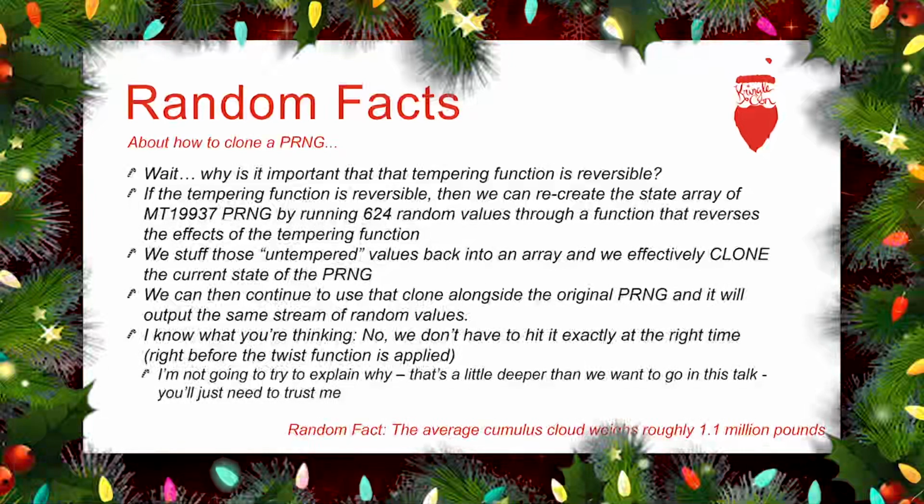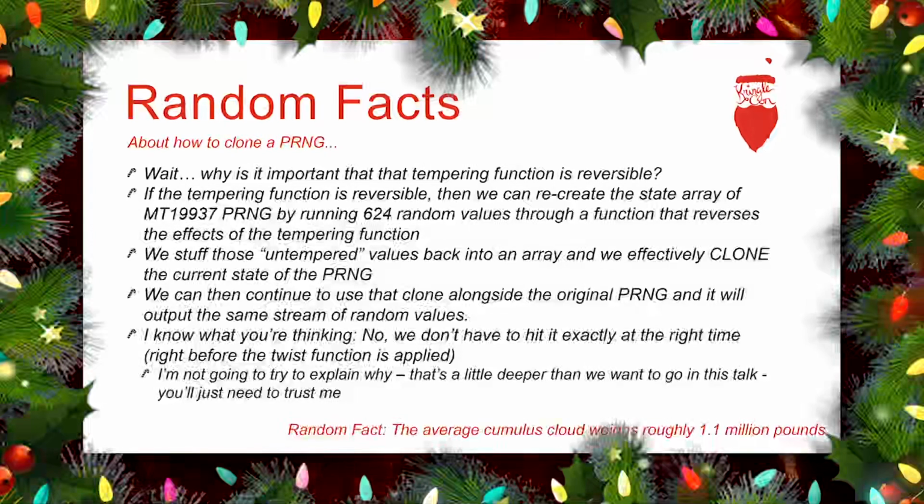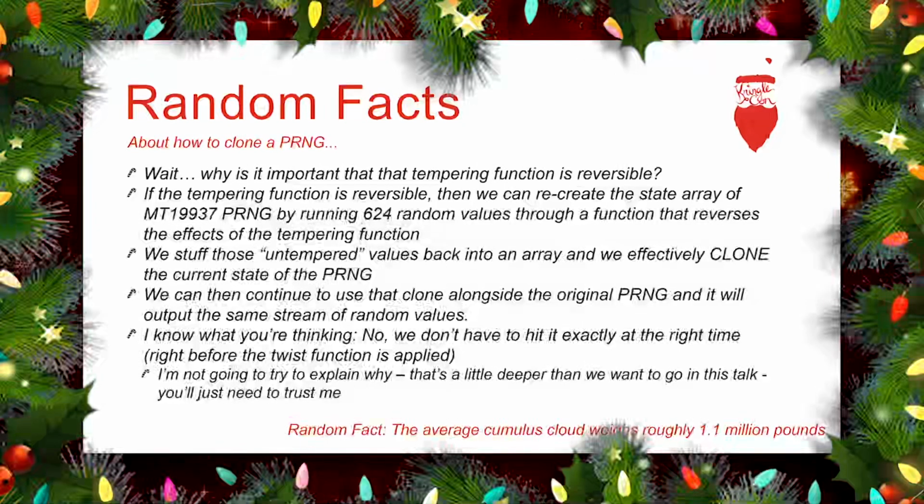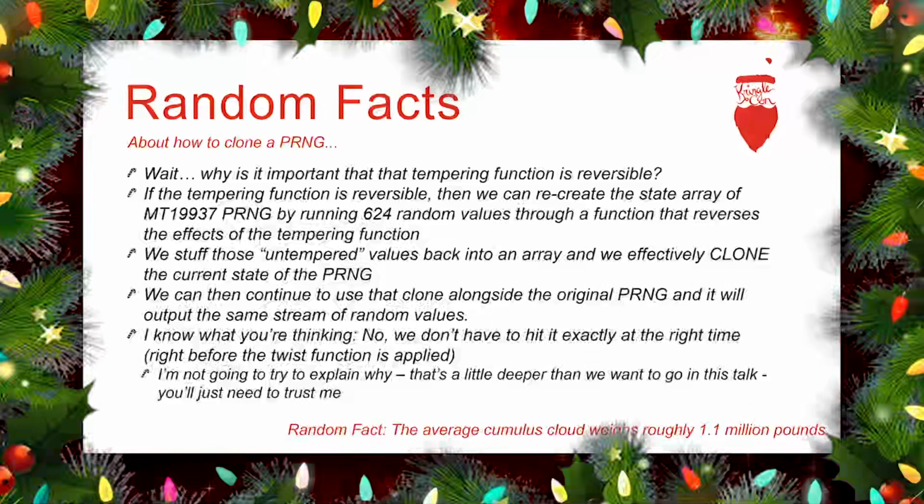We can then use that array in our own MT19937 pseudo-random number generator and start generating random numbers using that. And what we'll find is we're generating the same random numbers as the original random number generator. We have, in effect, cloned the random number generator.